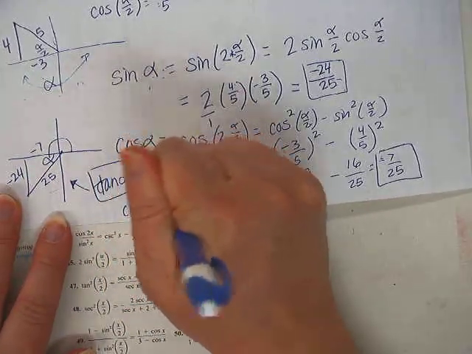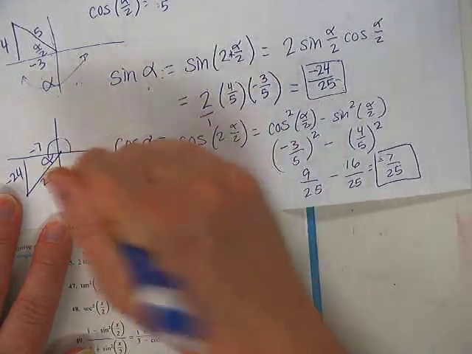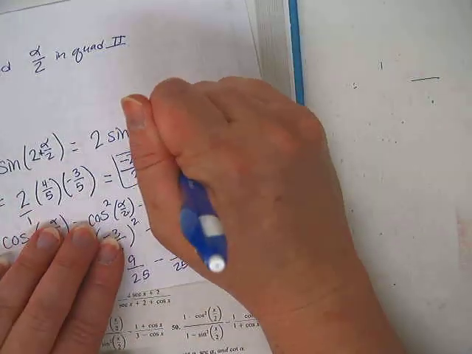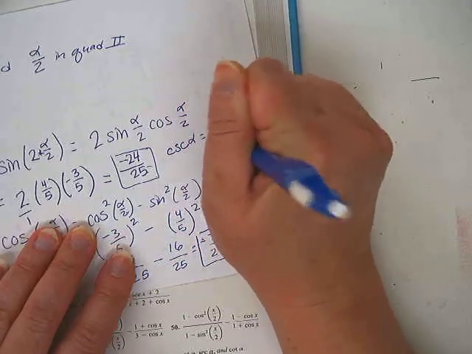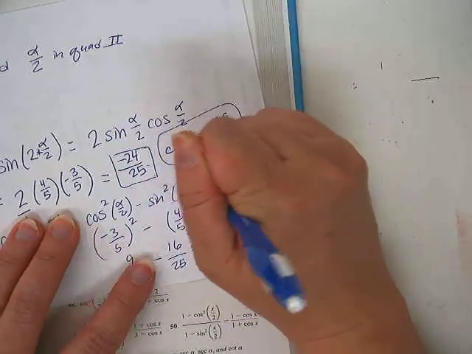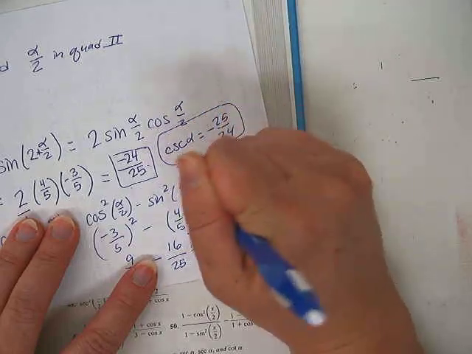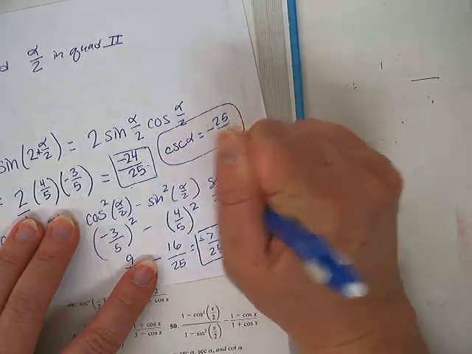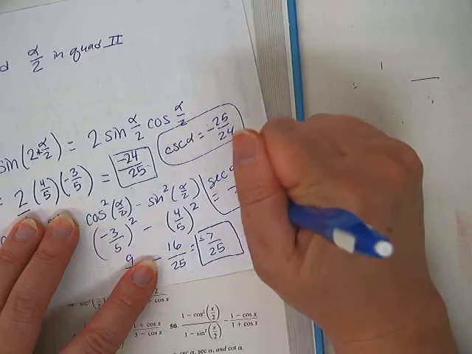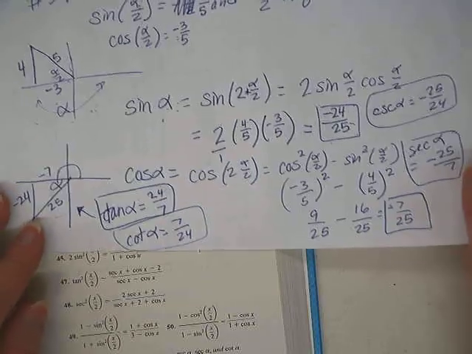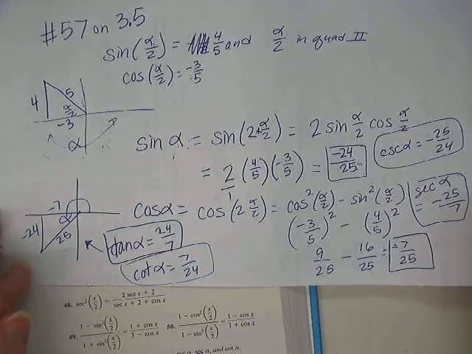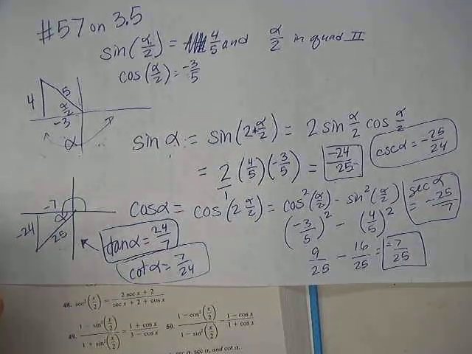So tangent is 24/7. And now how do I find cosecant, secant, and cotangent? Just flip them over. So there's that one, and then cosecant would be -25/24. And then secant would be -25/7. And you're done.